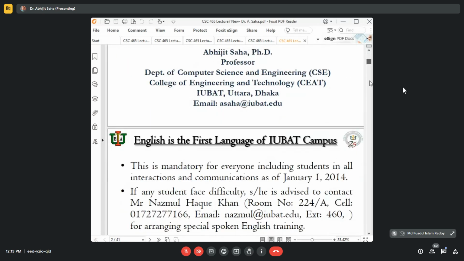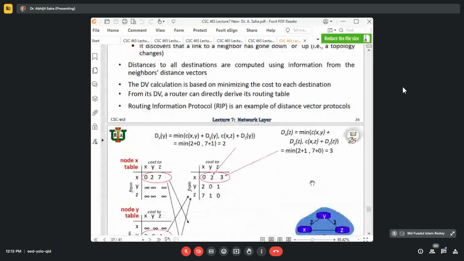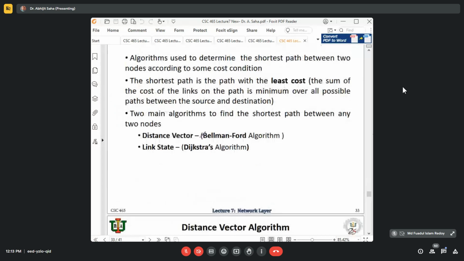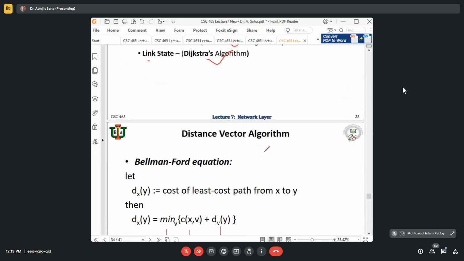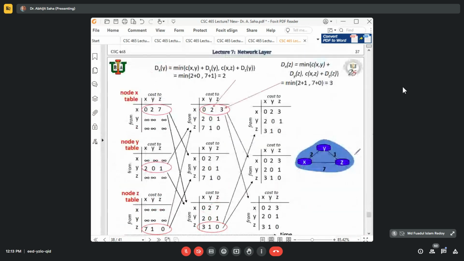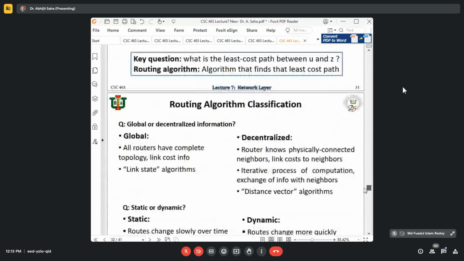So you should study the two routing algorithms that we have studied in the class. One is the Bellman-Ford algorithm from distance vector routing, and the Dijkstra algorithm from link state routing. Okay, these are the two routing protocols, whatever we have done in the class, you need to understand them. So one question might come in the midterm from here.